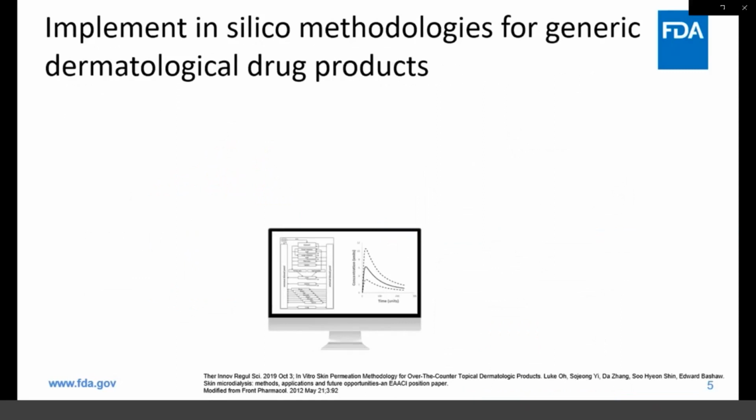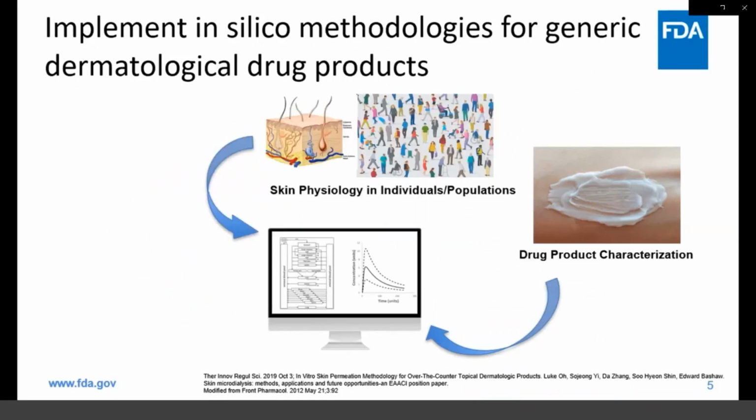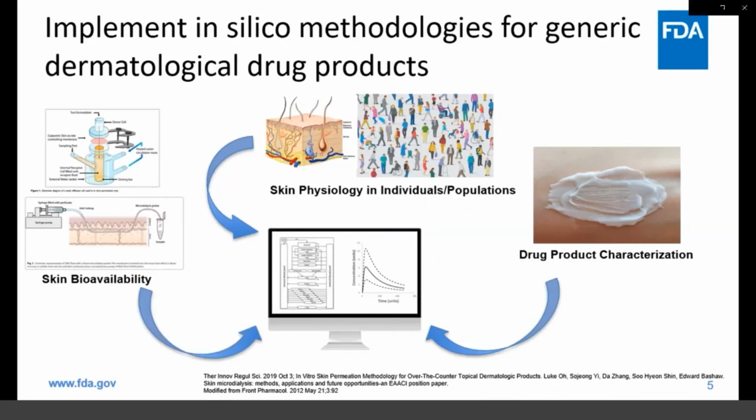Implementation of in silico methodologies for generic dermatological products can be a rather complex process. It involves the integration of information on drug product characteristics, on the skin physiology for individuals as well as populations, and on information on skin bioavailability, which can be extracted from studies such as dermal microdialysis or in vitro permeation testing. All this information is integrated within a computational framework that allows us to predict drug amounts in the skin, the different skin layers, the target site, as well as the systemic circulation.